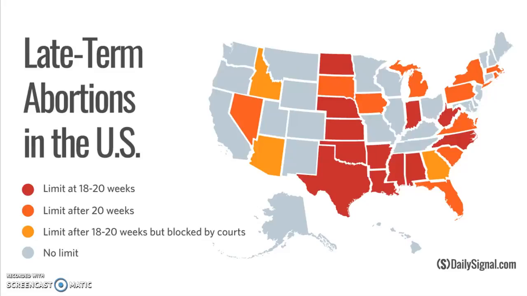If it's a yellow state, then after 18 to 20 weeks, the abortion is blocked by the courts. If it's orange, there's a limit after 20 weeks. So after 20 weeks, you can't abort the baby. And if it is red, then there's a limit between 18 to 20 weeks in those states. So that just gives you an idea of all the different abortion rules in each state, and you can find your state and see what your state currently has for their rules.